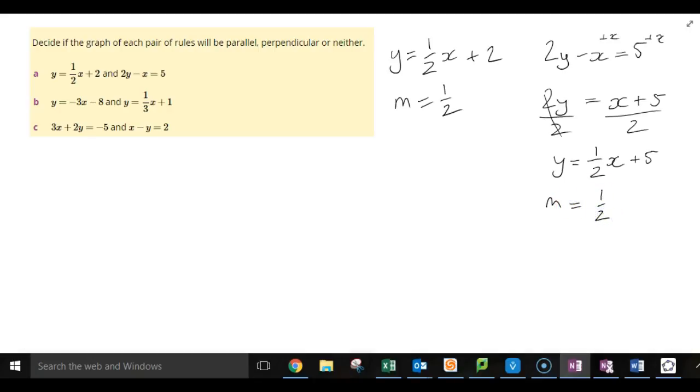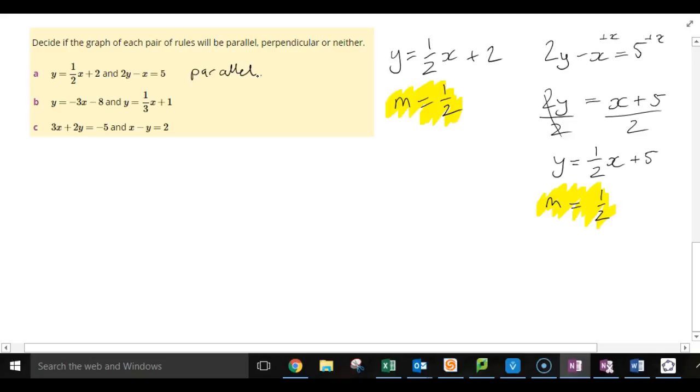So you should be able to see that, even though they don't look it originally, when you put them in the right format, these are parallel. So you could say that these are parallel lines, because the gradient's the same.